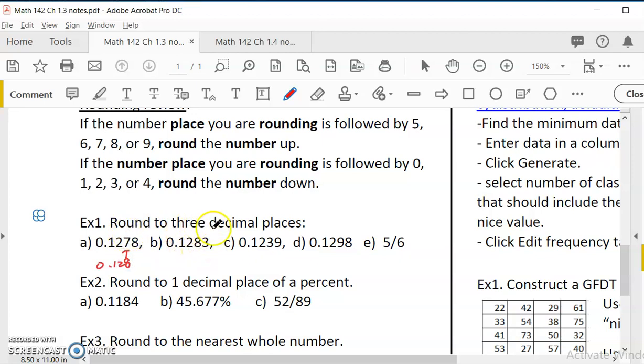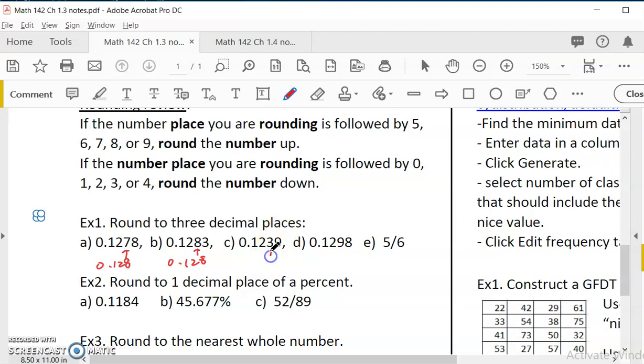And for this one, if I do 3 decimal places, this is the place I want to round to. The one that's following it is a 3, which is less than 5, so my number will be rounded to 0.128. You do not care about all the other numbers following it. Sometimes in the calculator, you have 10 numbers following it. You don't care. You only look at the number that is immediately following the place that you want to round to. What about 0.1239? 9 is greater than 5.